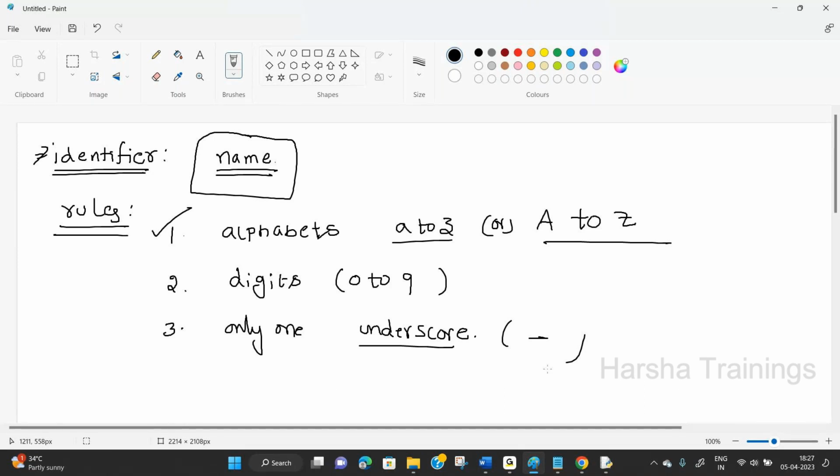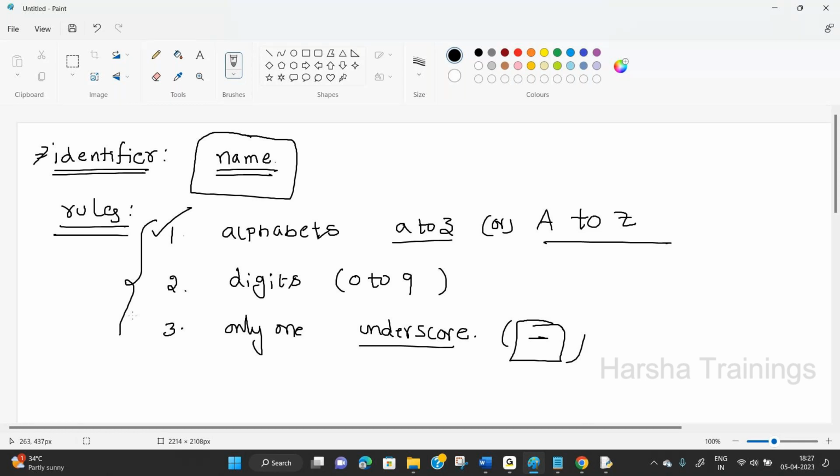So brackets, parentheses, all those are not allowed for giving a name. The only special character allowed is underscore. So alphabets are allowed, digits are allowed, and underscore is allowed. Only these three combinations are allowed in your name. But a minimum of one alphabet is compulsory for giving a name.